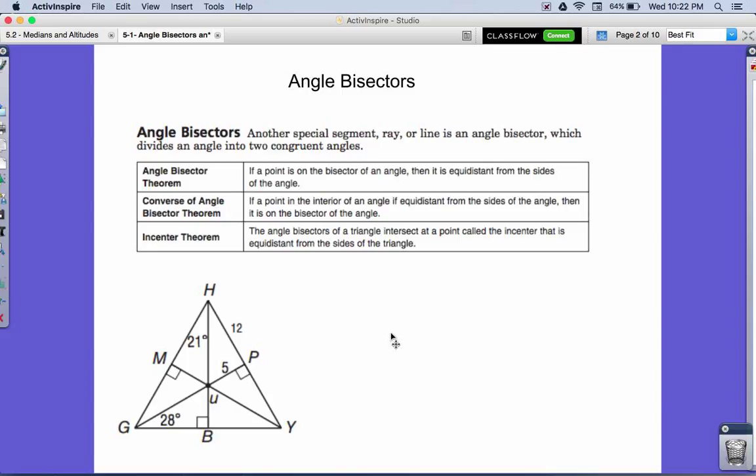So the Incenter theorem says that the angle bisectors of a triangle intersect at a point called the incenter that is equidistant from the sides of the triangle. So this point here, U, is the same distance to each of the sides of the triangle. So UP is the same as UB, which is the same as UM.